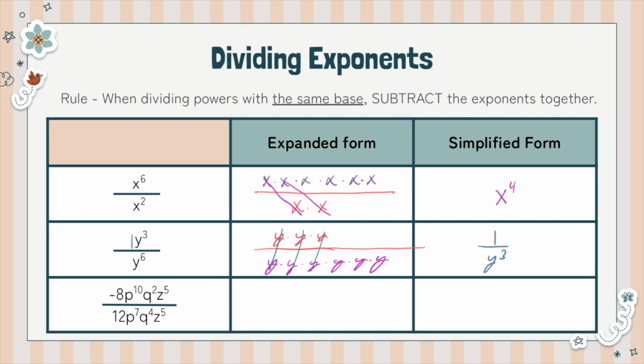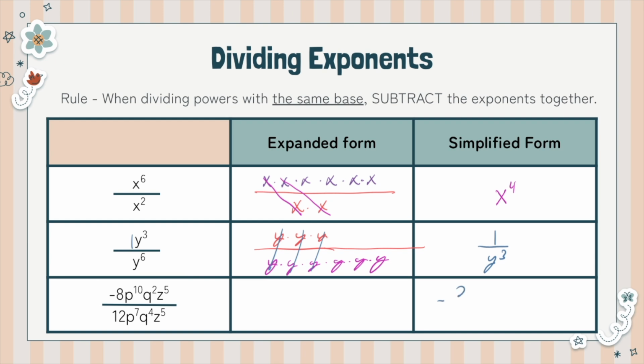Now down there at the bottom, we've got coefficients here of -8 and +12. When we do have regular numbers that are not exponents, we're going to treat them like regular numbers, as we always do. So they're in fraction form here, so we're going to be reducing them. So 8 over 12 can be reduced to 2 over 3.